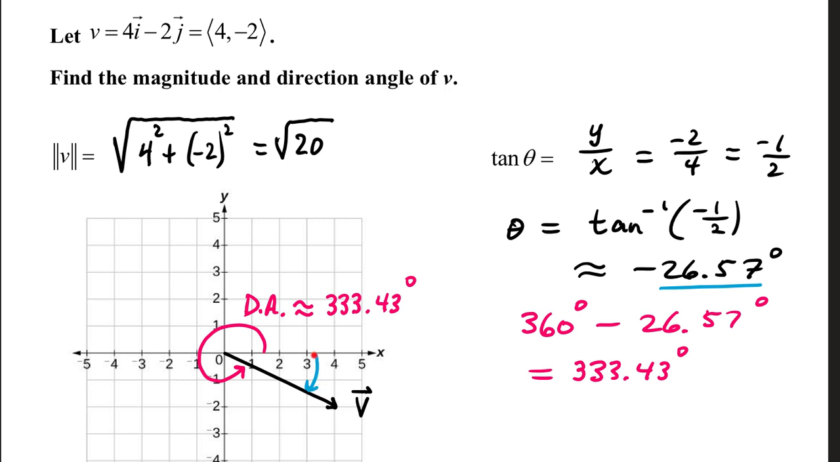So this blue arc here and this blue reference angle, that's the -26.57. Now, the angle we really need is this one in red. So if we take a full rotation, which is 360, and backtrack it 26.57, that gives us a direction angle of 333.43 degrees.